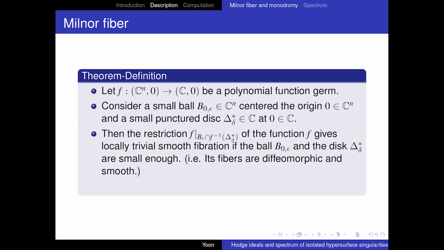If the ball and disk are small enough, locally it is a trivial smooth fibration, which means each fiber is smooth and the fibers are diffeomorphic to each other. That is called a Milnor fiber, denoted by MF0. Here 0 is the point where this function is a function germ at 0.